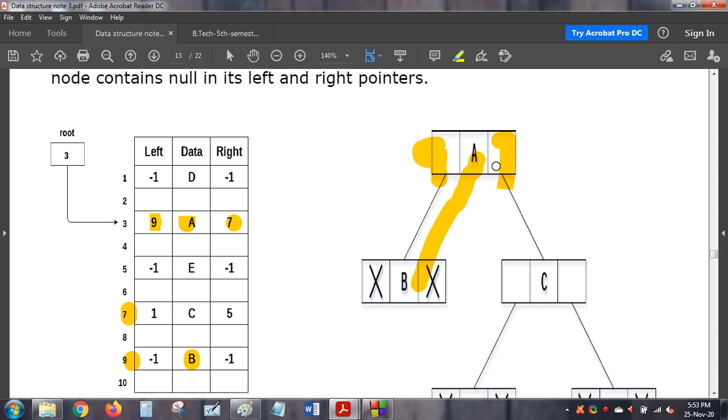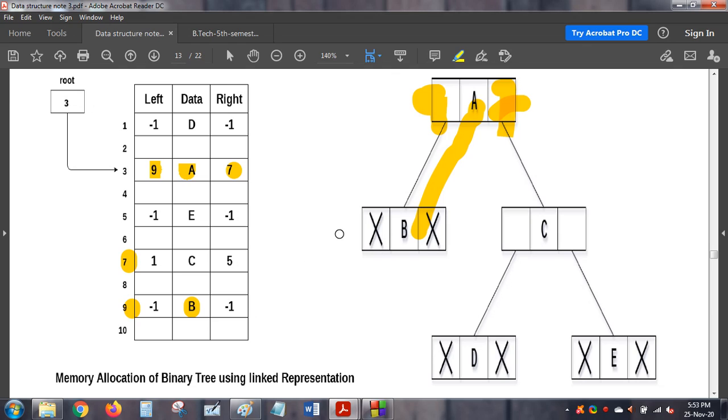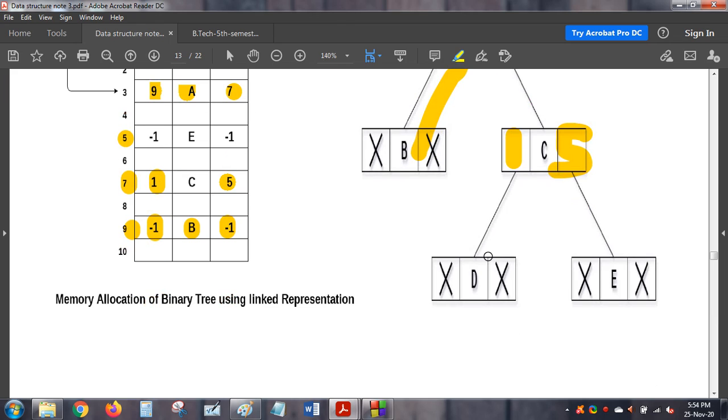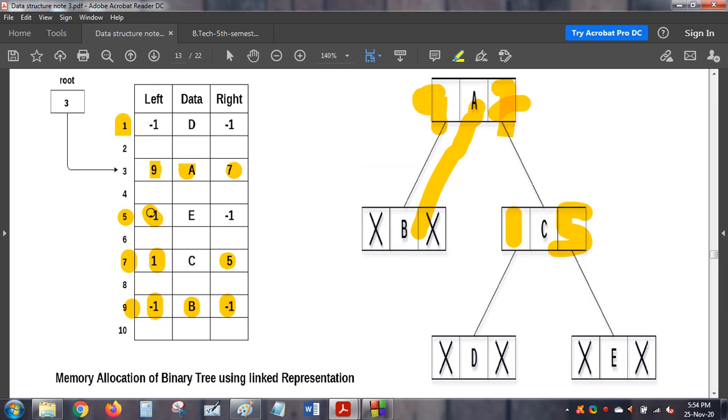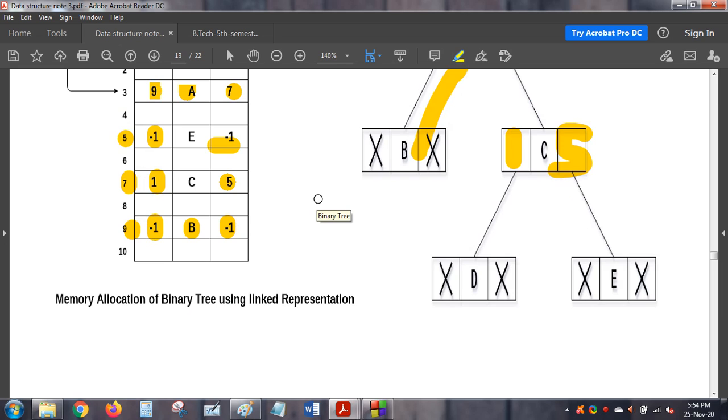Next B. B is a leaf node, so it will have no values. It's having null, minus 1. C is having D on its left. Where is D? D is located at 1. So C is having D over here. And C is having E on its right. So where is E? E is at the 5th. So it will have 5. Again D and E, both of them are having null. So this is how you form a memory allocation of a binary tree using linked list representation.